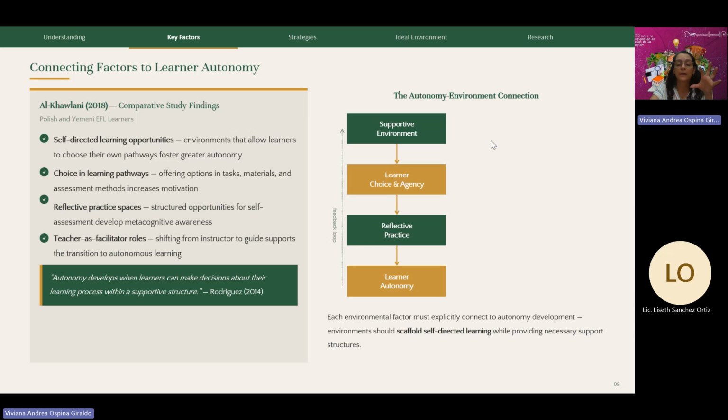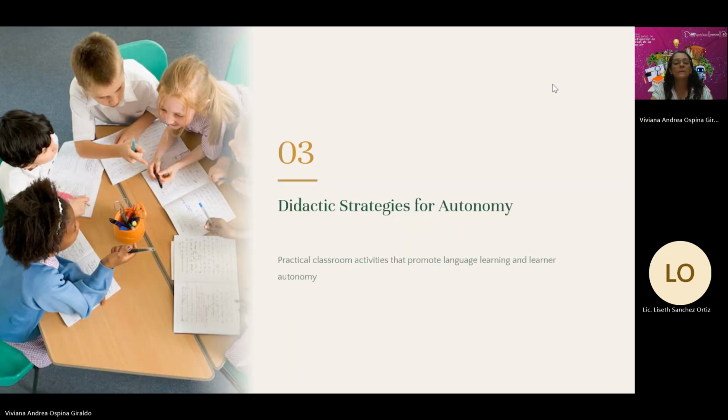It could really help the student get this autonomy that he needs. So each environmental factor must explicitly connect autonomy development with the learning process. The teacher then needs to be in charge of the necessary support system. So remember that feedback is part of this process that needs to be engaged into the learning process of the students.